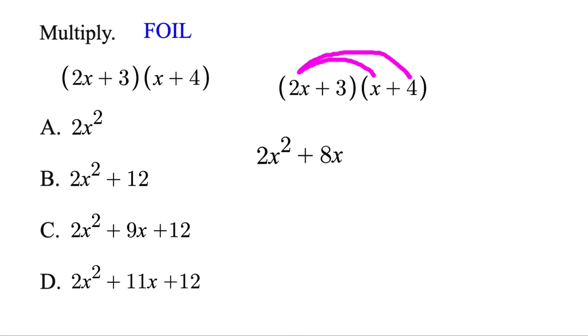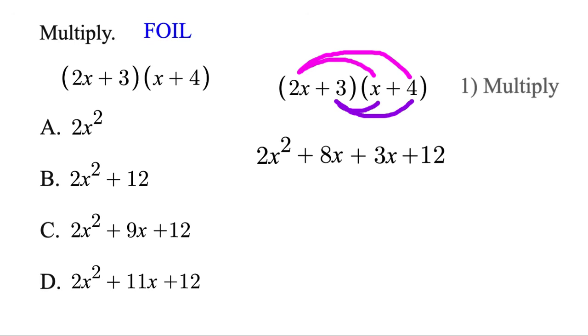The I represents multiplying the inner two. 3 times x. Just mush them together. So that one plus 3x. And the L represents the last one here times the last one here. Multiply those, 3 times 4, so plus 12.